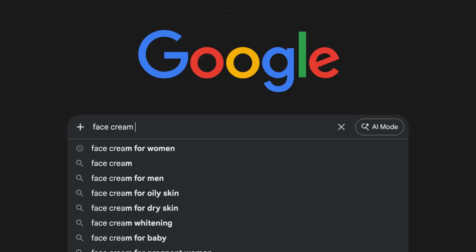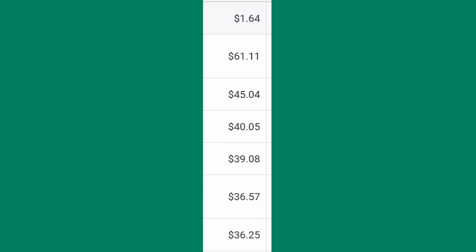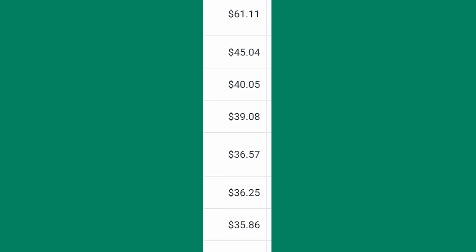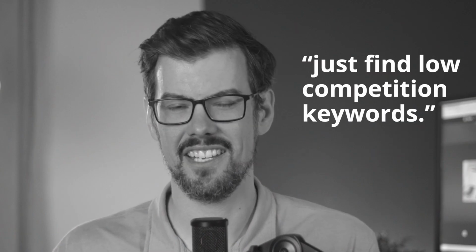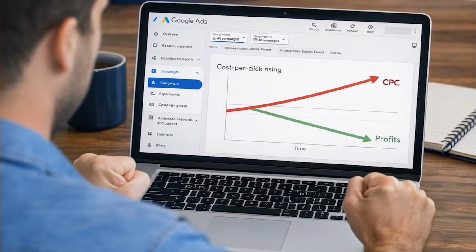Most Shopify brands are fighting over the same keywords like face cream for women and organic protein powder. And this is why you end up paying $4, $6, even $30 per click. At that point, you've got to be donating a kidney for every click you get. Now, before you think you know where this is going, this isn't about just finding low competition keywords. That advice belongs in a 2016 blog post with broken screenshots. And it's not a quality score hack either. When your clicks cost more than your profit margin, scaling is hard, sometimes mathematically impossible.